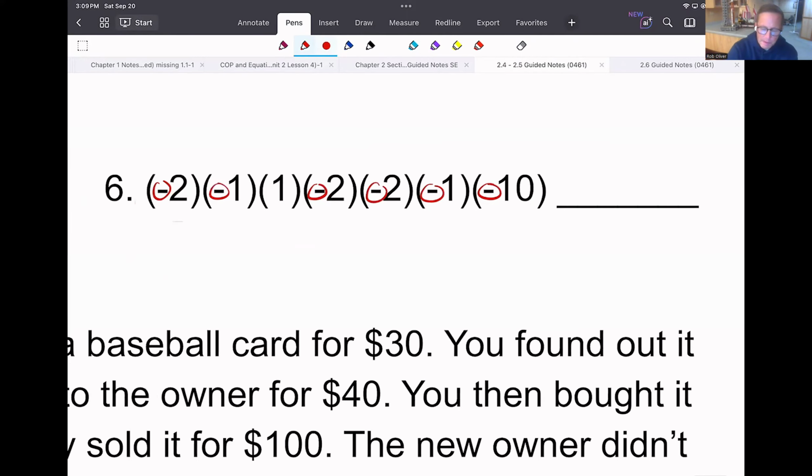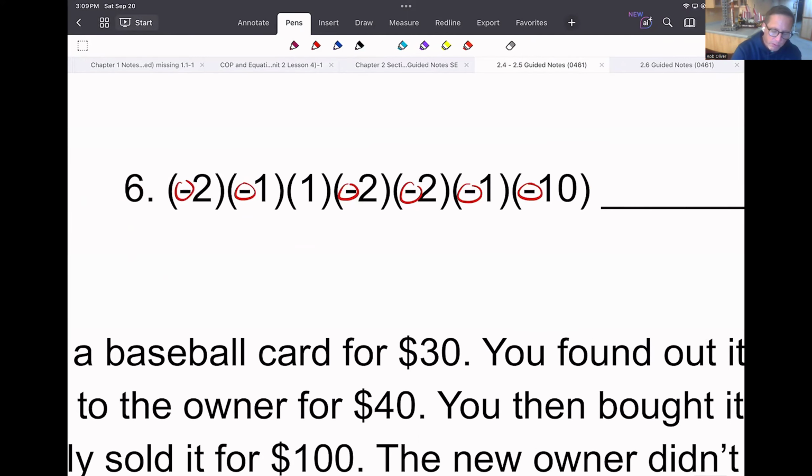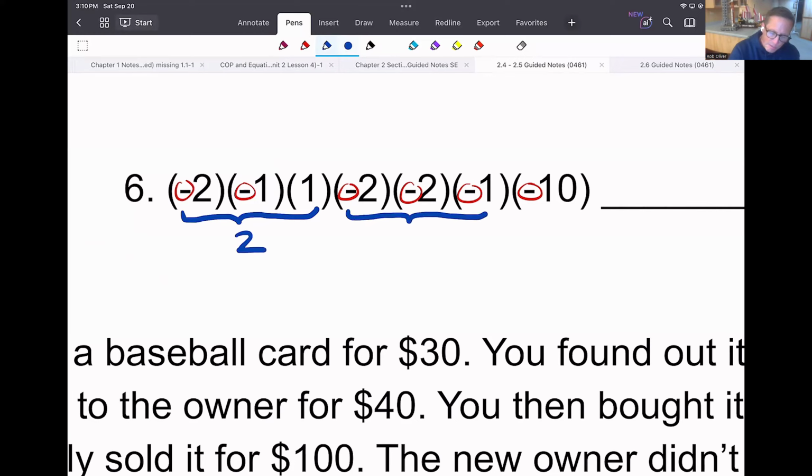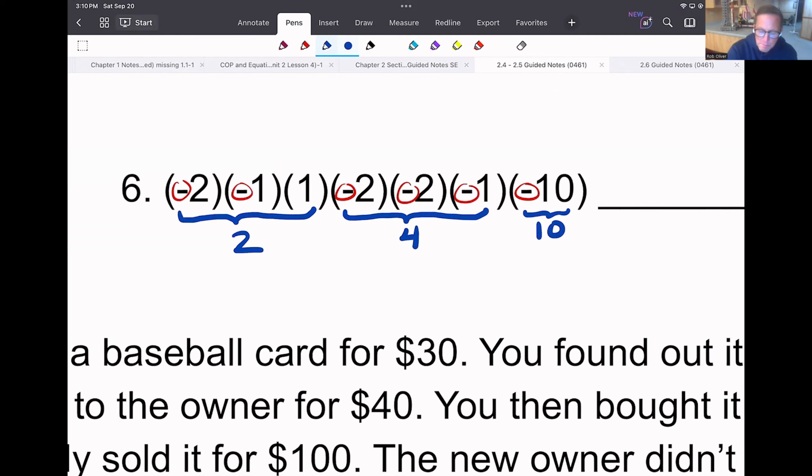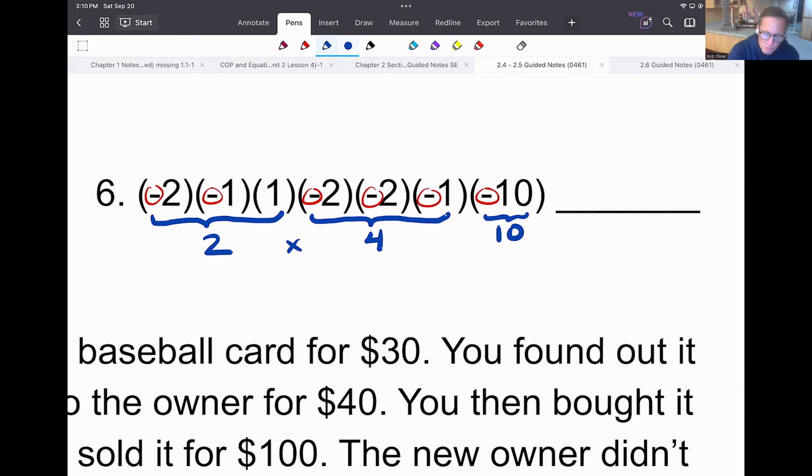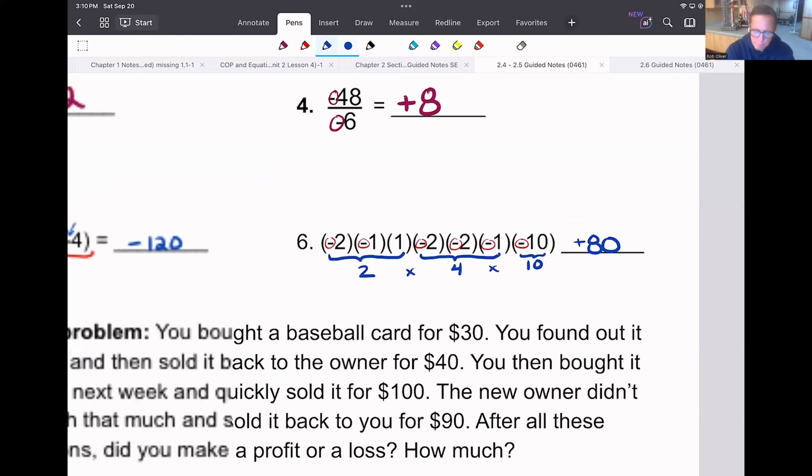Okay, so now we can just worry about the arithmetic here. So let's do this. I like to break it up if we can. Let's do 3 at a time. We might as well. So 2 times 1 times 1, that's 2. Right here, 2 times 2 times 1, that's 4. And then this is 10. And remember, I'm not even thinking about the signs anymore. So 2 times 4 is 8. 8 times 10 is 80. And we already knew it was positive, right? I was just working on the math right there.